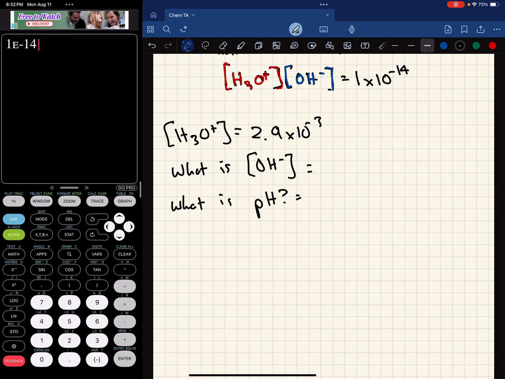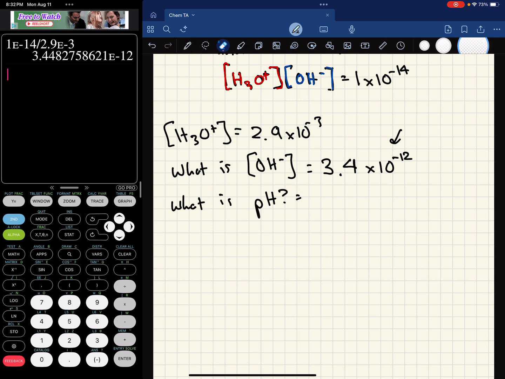Okay, I guess you can pause the video. I'll explain while I'm doing it. So 1 times 10 to the negative 14, we're going to divide it by our H plus concentration. It's going to give us our OH minus. So our OH minus is 3.4 times 10 to the negative 12. I don't need this value to calculate my pH.